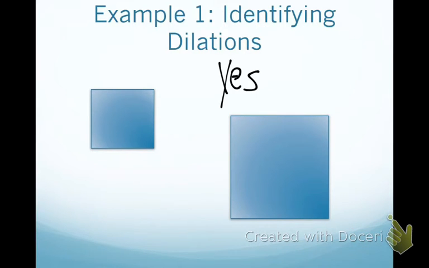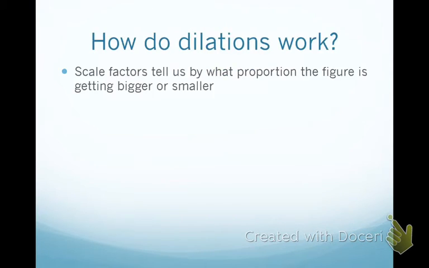Okay, so just identifying dilations. You have a section like this on your homework. You'll have it on your quiz and your test. All right, now how do dilations work? Okay, you don't have to write this down. It's in your book. But we can tell whether or not it's a dilation by scale factors. Scale factors tell us by what proportion the figure is getting bigger or smaller.